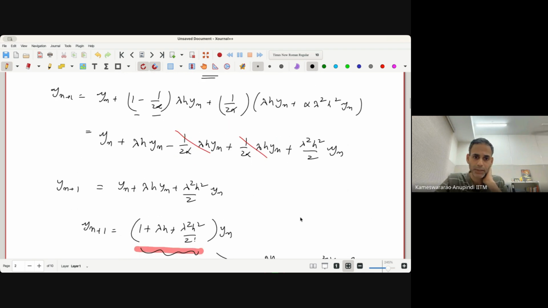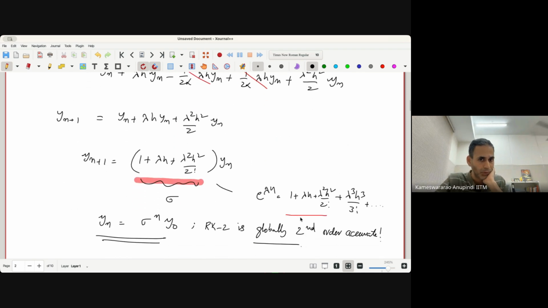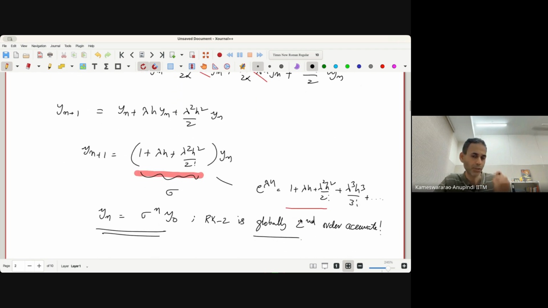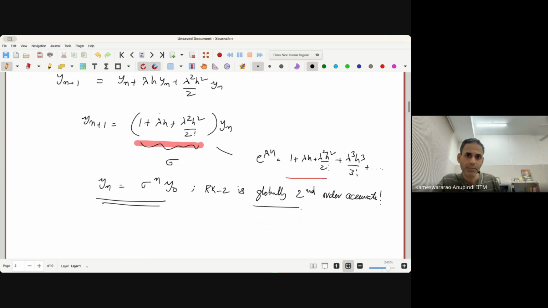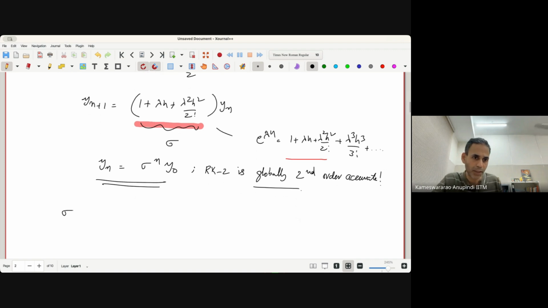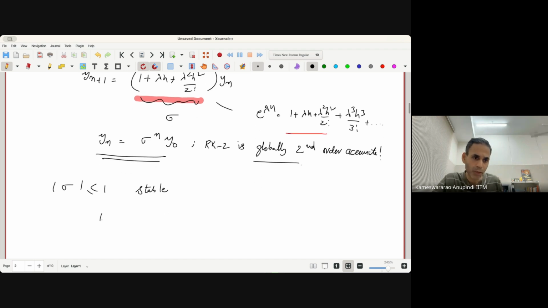Then let us look at stability, right? Okay, so what do we do for stability? Stability is basically, we know that if the modulus of sigma is less than or equal to 1, then we can call that method as being stable. That means we want the modulus of 1 plus lambda h plus lambda square h square by 2 factorial to be less than or equal to 1.